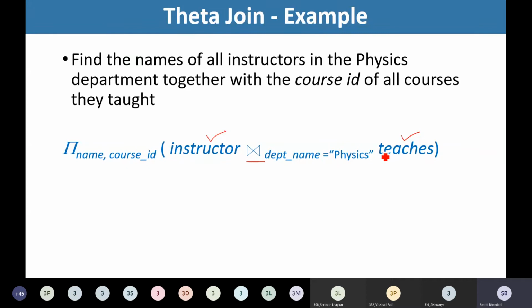So by making use of this natural join, we are matching the common attributes from these two relations, right? And we should provide one more condition here. And that condition is department name equal to physics. So instead of using the separate selection operation, we are writing here the theta join operation. With this natural join symbol in the subscript itself, we are providing this condition, department name equal to physics, right? And which attributes we would like to extract? Name and course ID, right? So this is another way of writing the instruction.